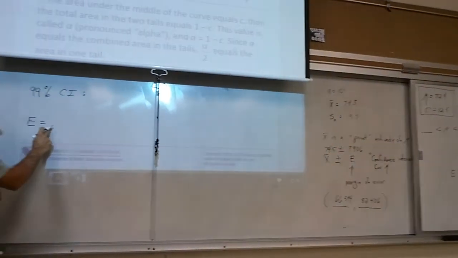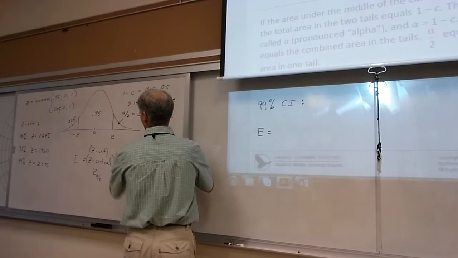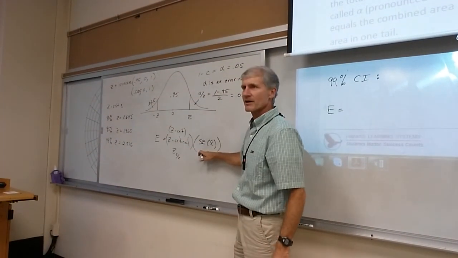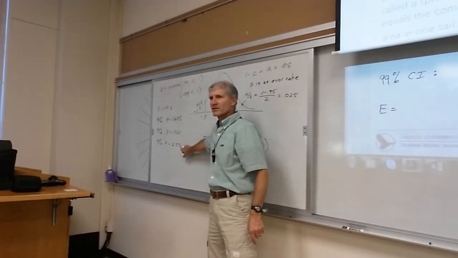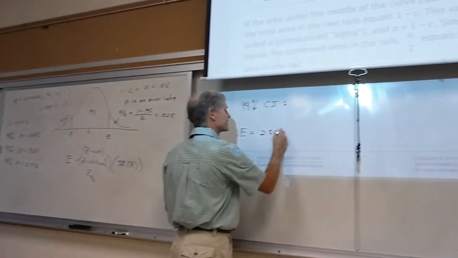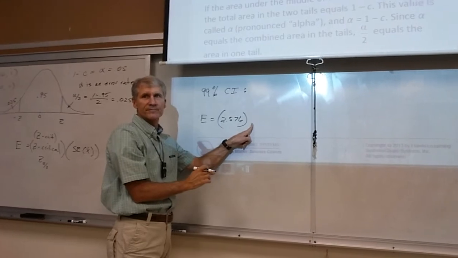Okay, so margin of error is covered up. No, here it is. Margin of error is Z critical value times standard error. The Z critical value for 99% confidence is 2.576. So 2.576 times the standard error of X bar.